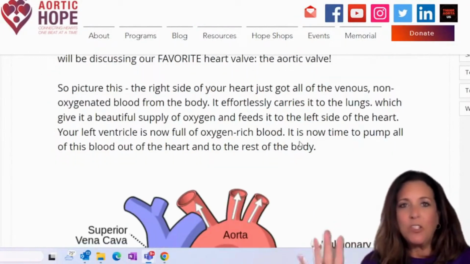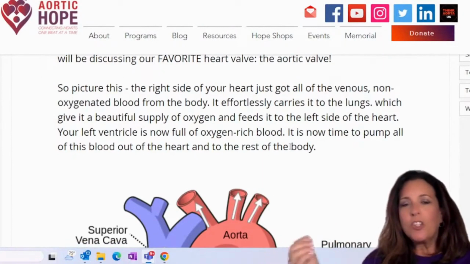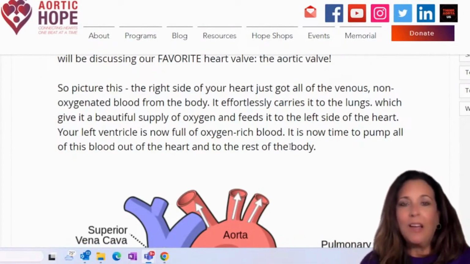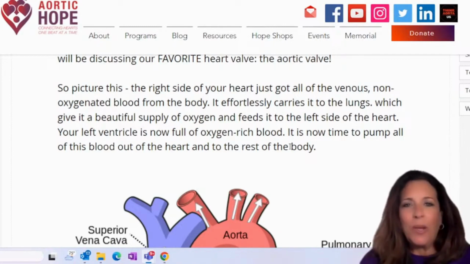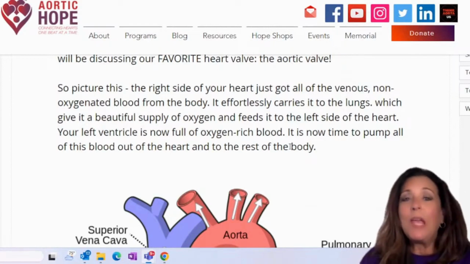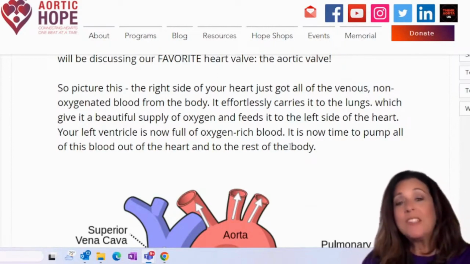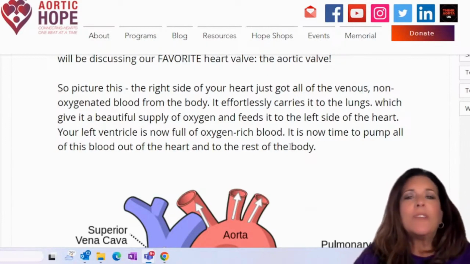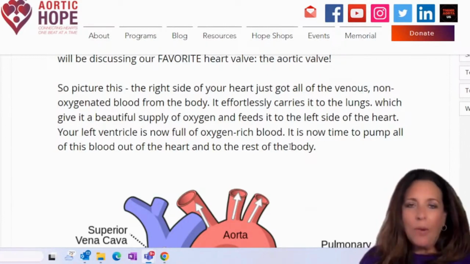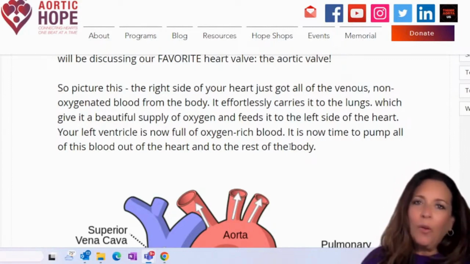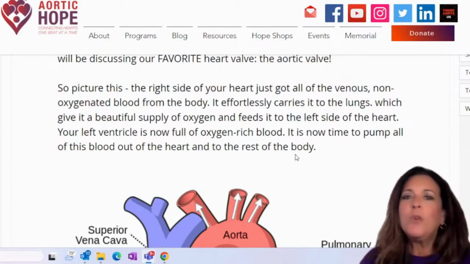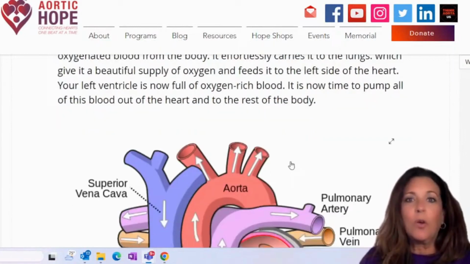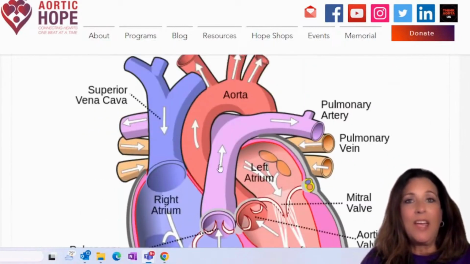So as he says, picture this: the right side of your heart just got all of the venous non-oxygenated blood from the body. It effortlessly, I love the way he describes things, it effortlessly carries it to the lungs, which give it a beautiful supply of oxygen and feeds it to the left side of the heart. Your left ventricle is now full of oxygen rich blood, and now it's time to pump all of this blood out of the heart into the rest of the body. And what do you think that goes through? That's going to go through the valve and the aorta.